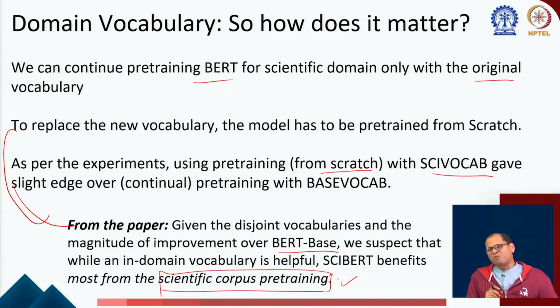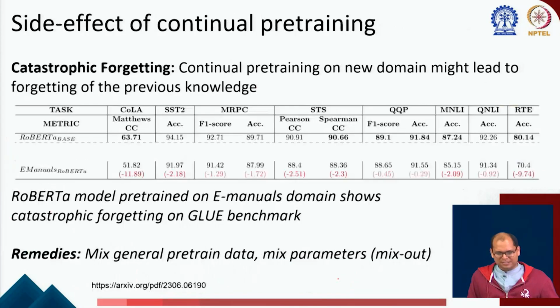Now we will come back to this point: can I not extend the vocabulary, right? We will talk about that briefly also in this lecture. But there is a side effect of continued pre-training that one must be aware of.